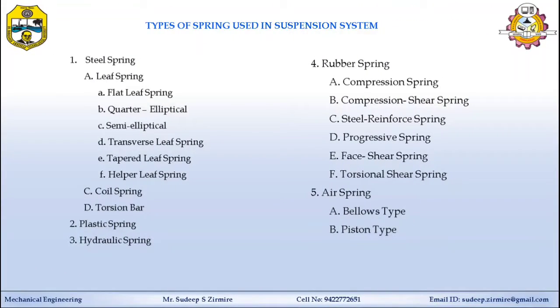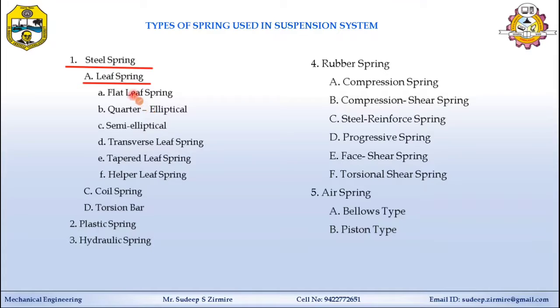Suspension springs are mainly classified into 5 parts. The first part of these springs is the steel spring. The main steel spring used for the conventional suspension system or rigid suspension system is the leaf spring that we already learned.